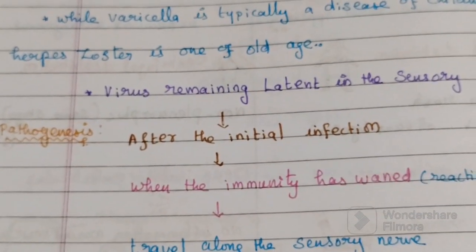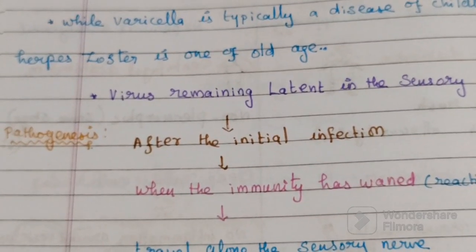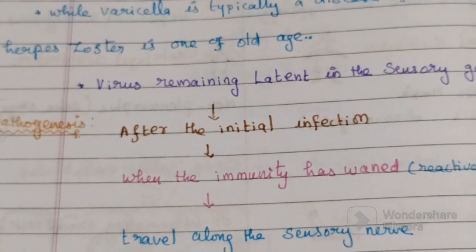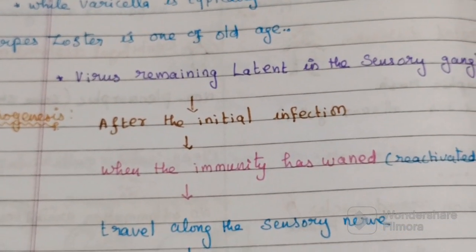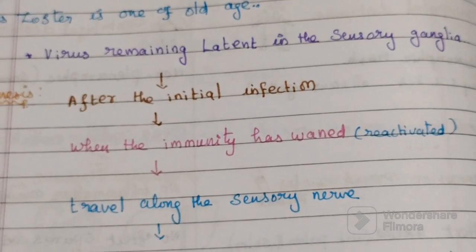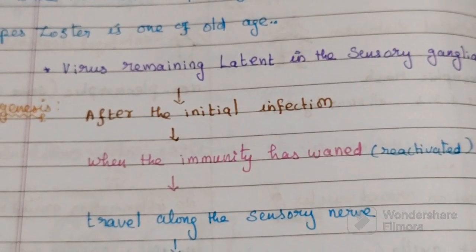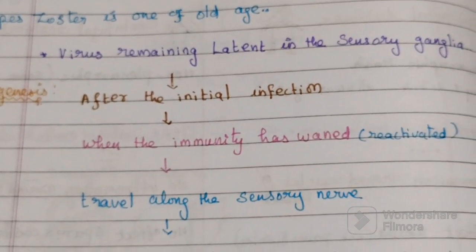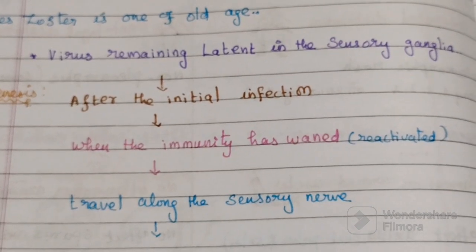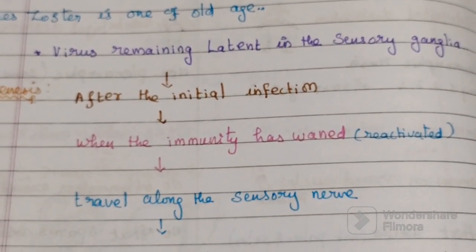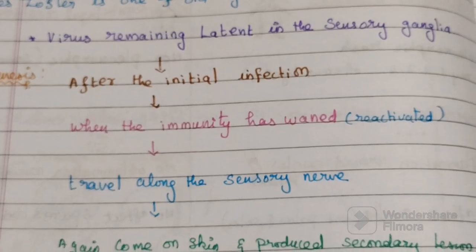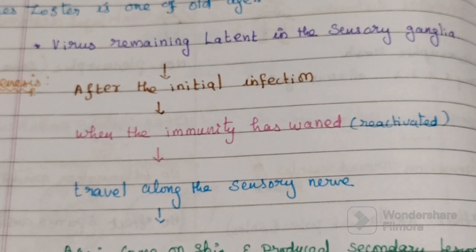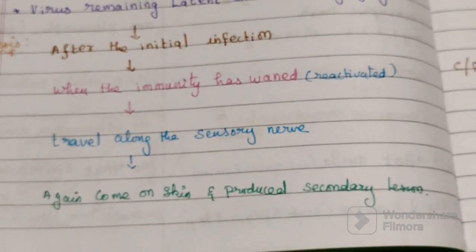Pathogenesis: it is due to reactivation, due to latency. The virus remains latent in the sensory ganglion for many years after the initial infection. When immunity is trapped, the virus reactivates, travels along sensory nerves, and again comes to the skin, producing a secondary lesion.